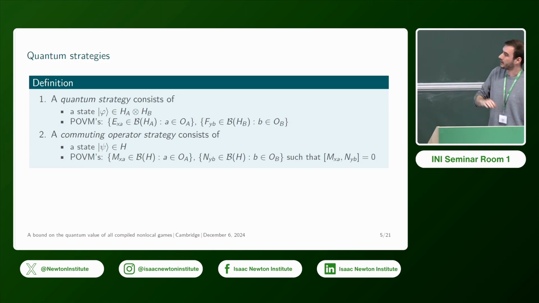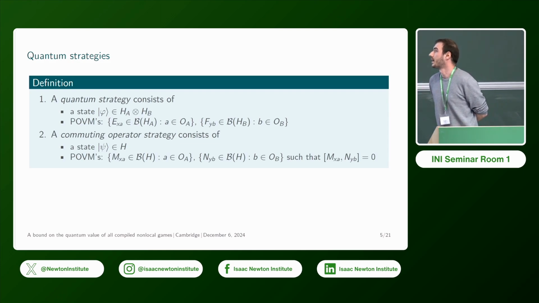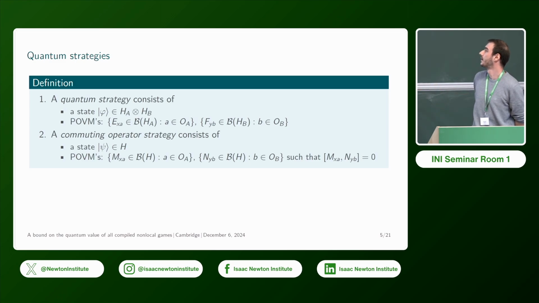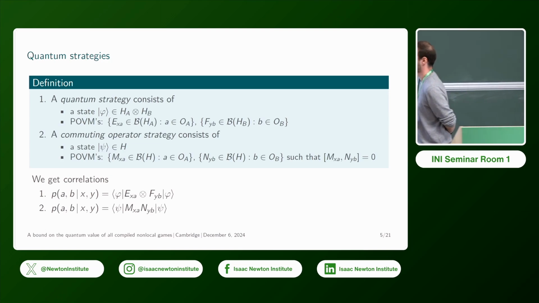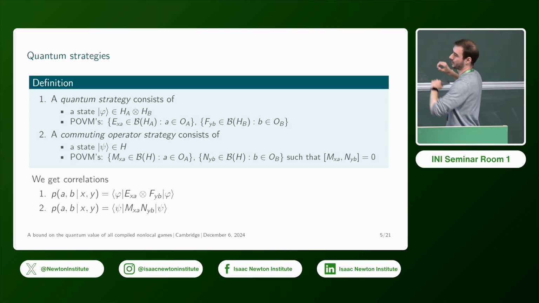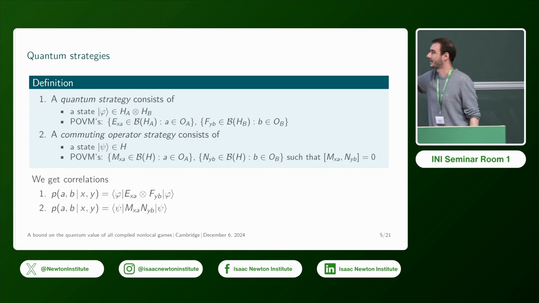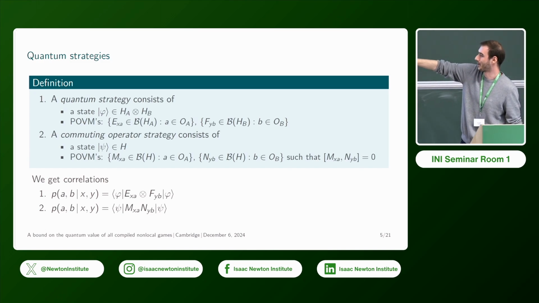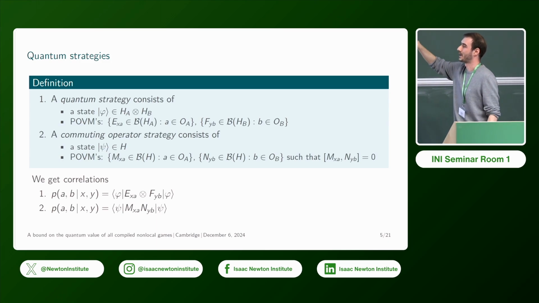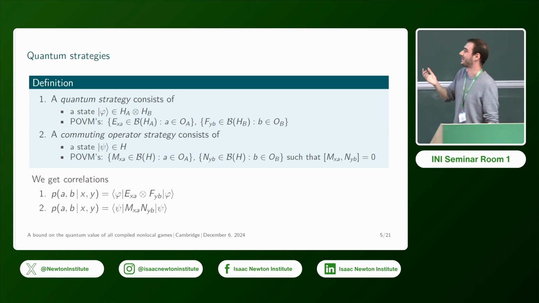But then there's a second framework where you have the commuting operator strategy, where now the state is just in one Hilbert space. But now I have the POVMs acting on this big Hilbert space, and they commute. Okay, and the correlations we get are really like this. Once it's in the tensor product, and the other is just on one state. And I'm using this bracket notation, but if you don't like it, you just put a comma after the first psi, and then make sure that the inner product is linear in the second part, and then everything's fine.